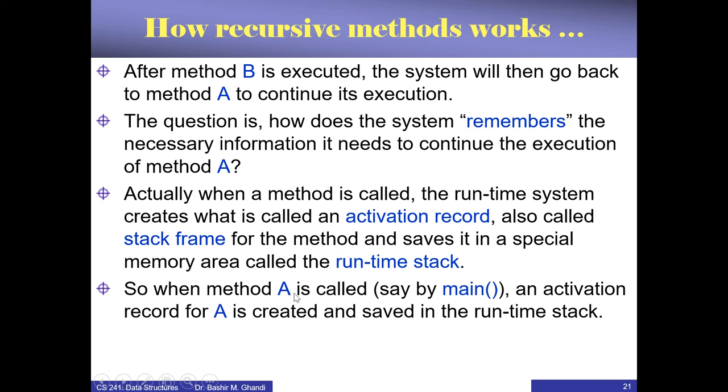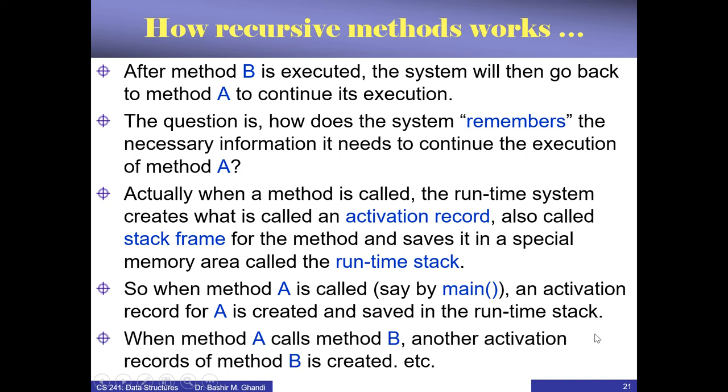So when method A is called, say by the main method, suppose we call method A from the main method, an activation record for A is going to be created and saved in the runtime stack. When method A calls B, another activation record for method B is going to be created. If method B calls C, the same thing, it continues like that. This is how the system records and reads this necessary information so that it knows how to continue the execution of a method when it comes back.